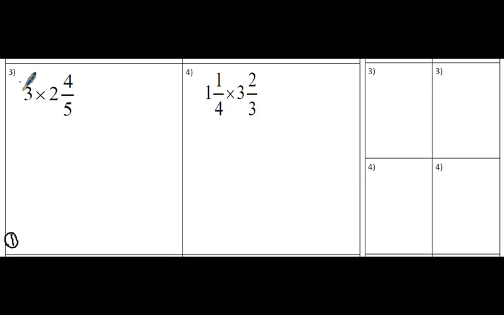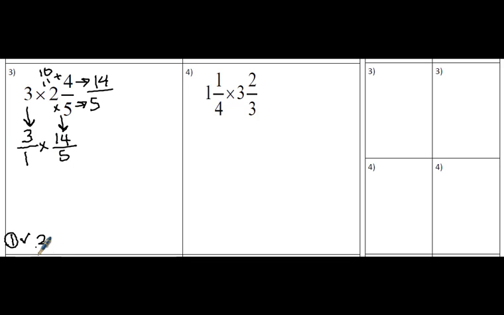For question number 3, we are going to change both of these to fractional forms. So our whole number is going to go over 1, and then 2 and 4/5, we're going to do 2 times 5 is 10. So we're going to keep the denominator, and 2 times 5 is 10 plus 4 is 14. So 2 and 4/5 is equivalent to 14/5, so we're going to replace that in fractional form. Step 2, we are going to multiply across the numerators, and then we are going to multiply across the denominators for our fractional answer. So 3 times 14 is going to give me 42, and 5 times 1 is going to give me 5.